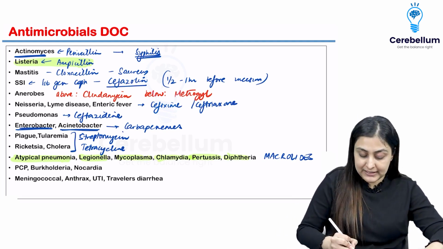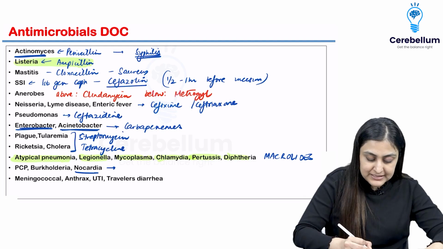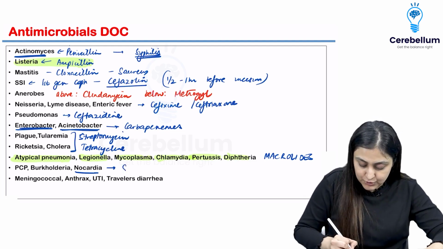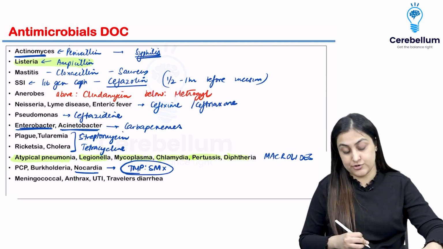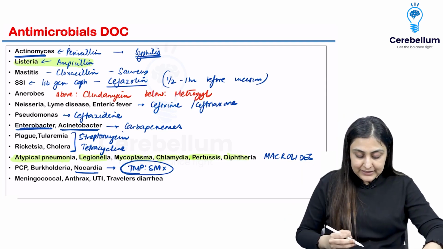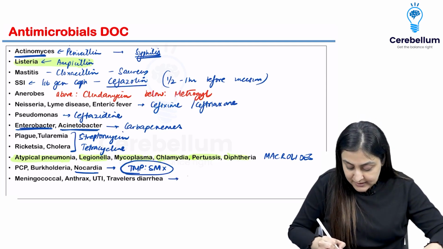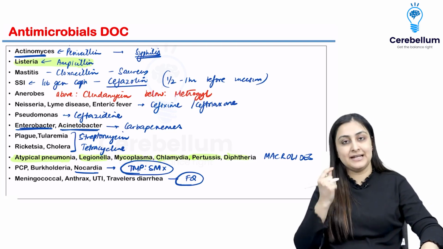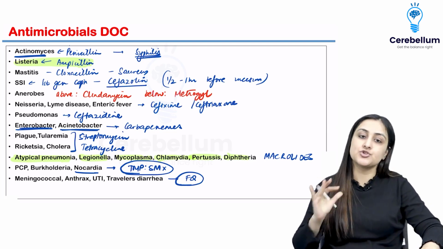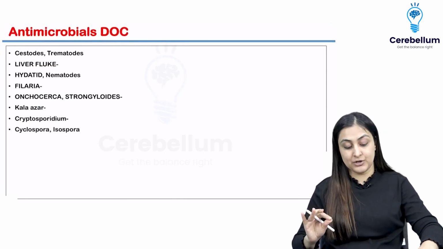Pneumocystis, burkholderia and nocardia. Do you remember this? SNAP? Yes. So penicillin is for actinomyces, whereas nocardia is TMP SMX. So this is cotrimoxazole. Then finally, meningococcal, anthrax, UTI, traveler's diarrhea, the only thing remaining, fluoroquinolones, gyrase inhibitors, tendon rupture, CYP inhibitors, QT prolongation. Alright, so this is about all of the antimicrobials.